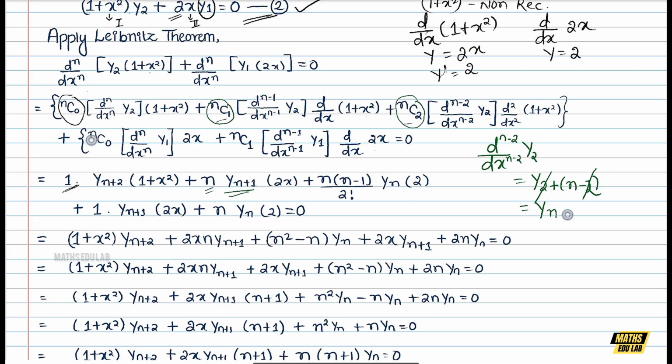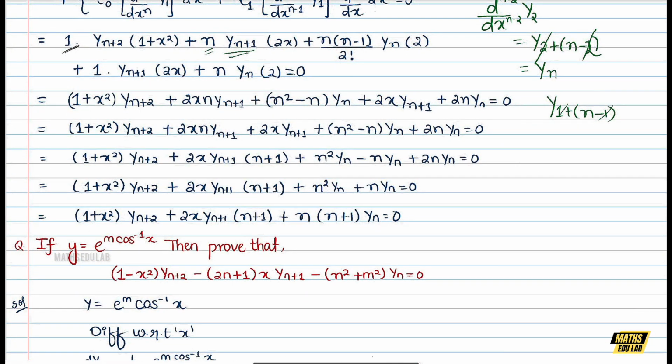And now the second part. It is given that the nC0 value is 1. If you see d^n/dx^n y1, y1 means here 1 plus n, so it will be written as y(n+1) 2x, plus the nC1 value, which will be n, and here y1 and its power is plus n minus 1. So these two values will get cancelled out, and the remaining will be yn. Here the derivative is 2, which is equal to 0.